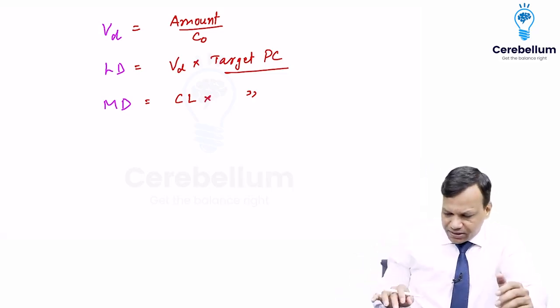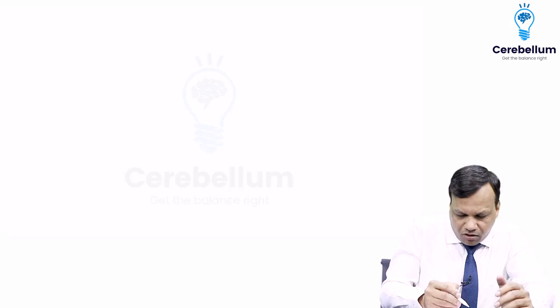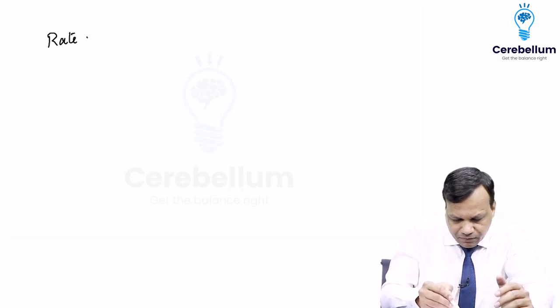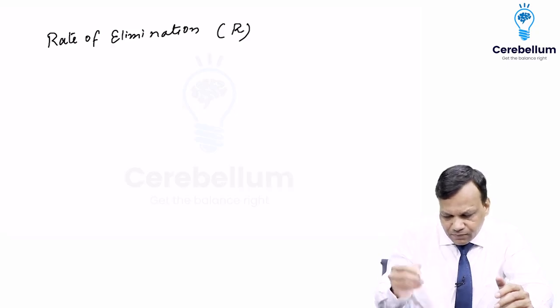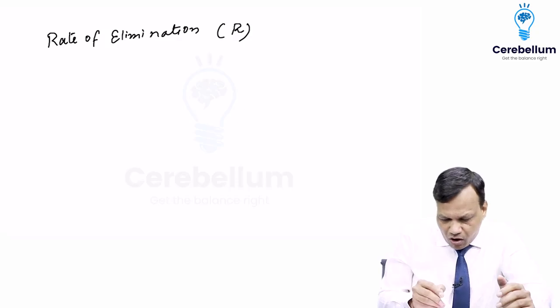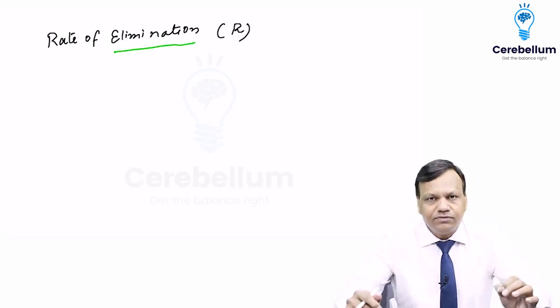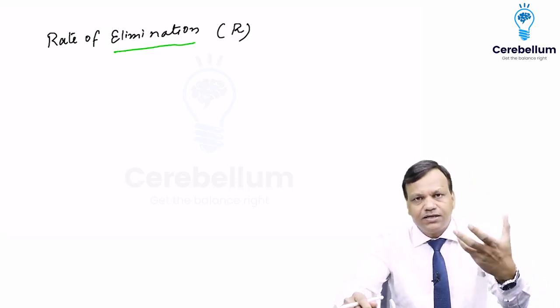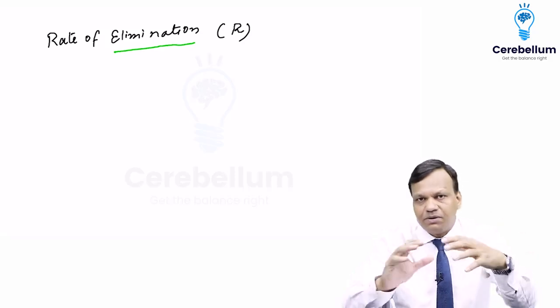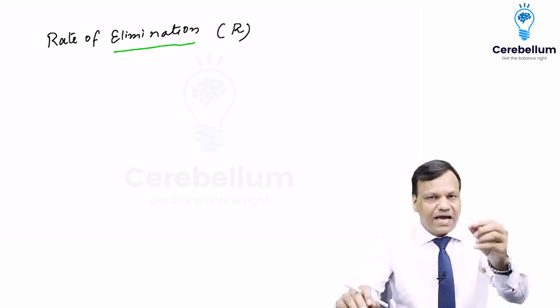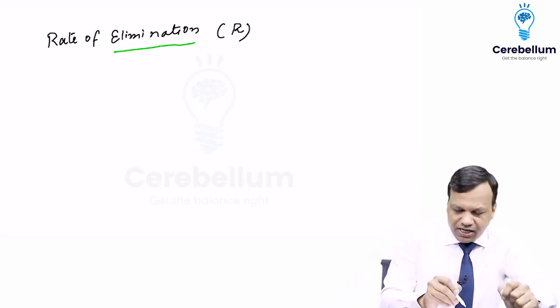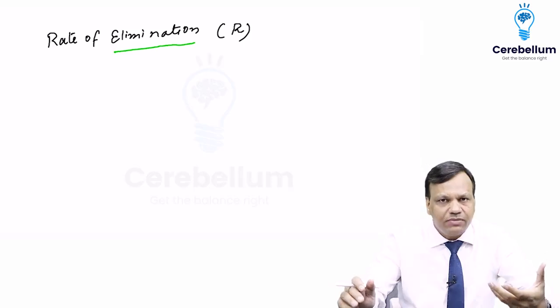The first one among them is rate of elimination, which is commonly represented as R. If you recall, what do we mean by elimination? We discussed that elimination is termination of action of a drug. It may be by metabolism, maybe by excretion. It is termination of action of a drug, finishing the action. So the rate at which the action is finished is the rate of elimination.